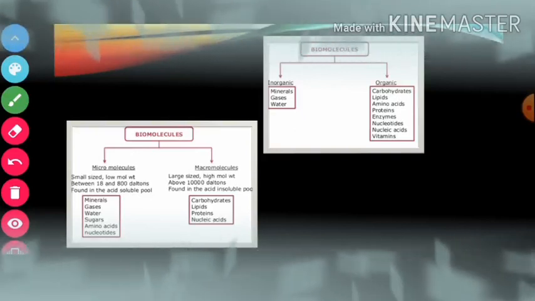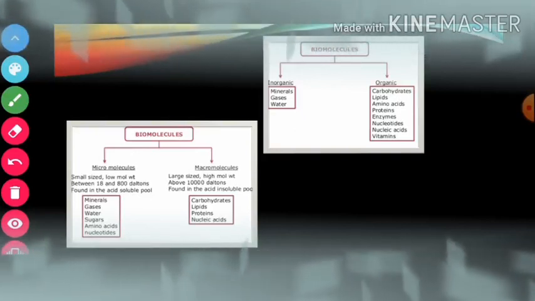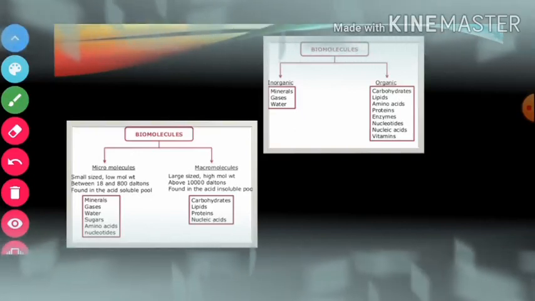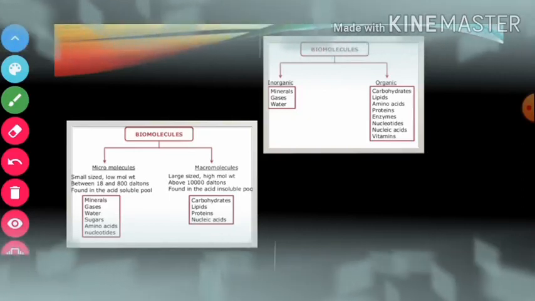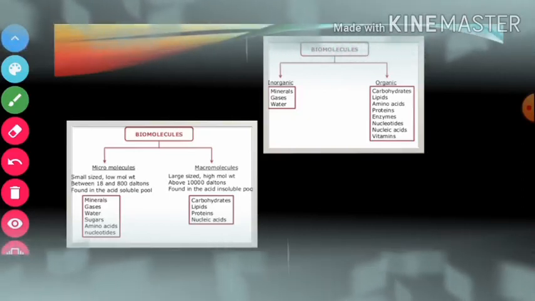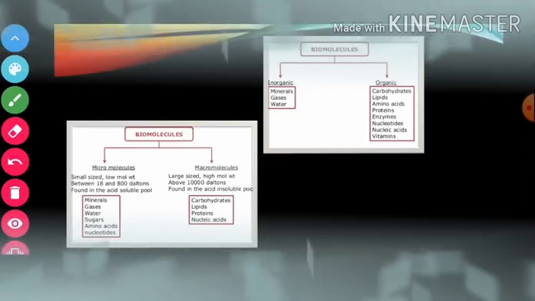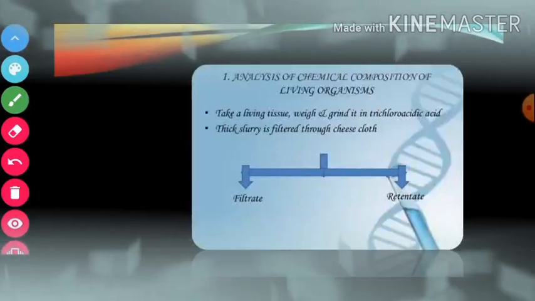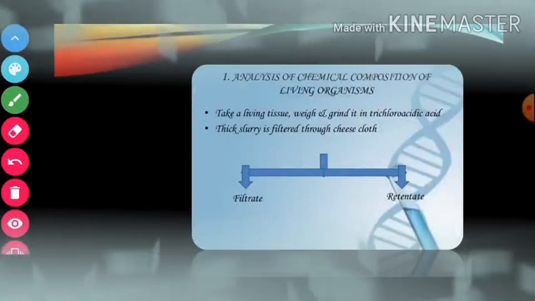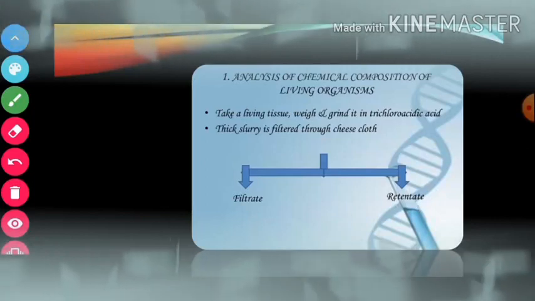Now before continuing our discussion on micromolecules and macromolecules in detail, let us try to understand the process: how to analyze the chemical composition of living organisms. Children, living organisms are composed of inorganic compounds as well as organic compounds and elements. And water is the most abundant chemical compound present in the body of living organisms.